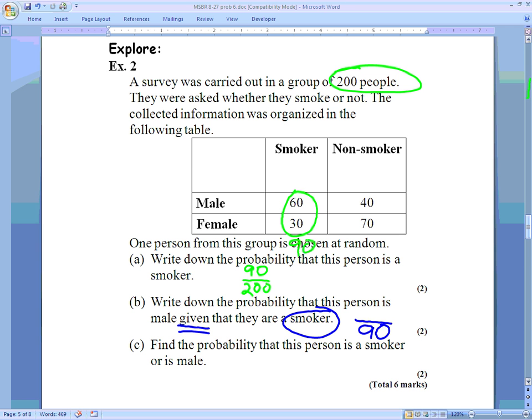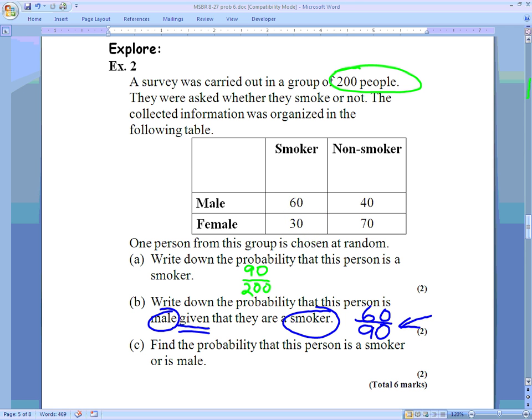Now, of those 90, I want to know the probability the person is male. So I look at these 90 here again, and there were 60 males out of the 90. That reduces to 2/3, but you can leave it this way. 60 over 90 is my conditional probability. Again, it's conditional because we had that extra condition that we were only looking at smokers, which shrunk my total or my universe or my denominator down to 90. Now it says find the probability that the person is a smoker or is a male. And this is a good review from our first test.